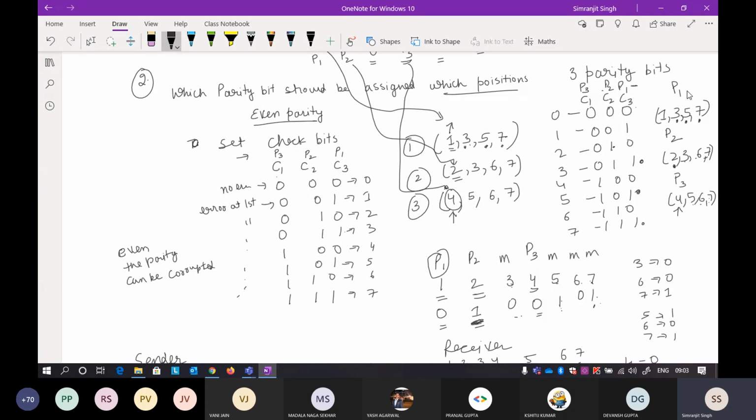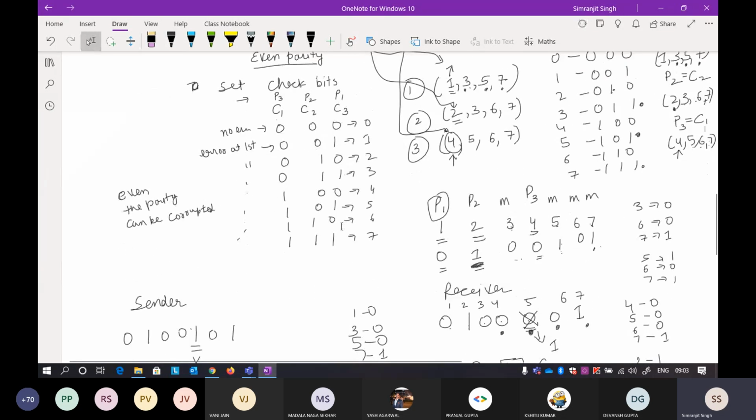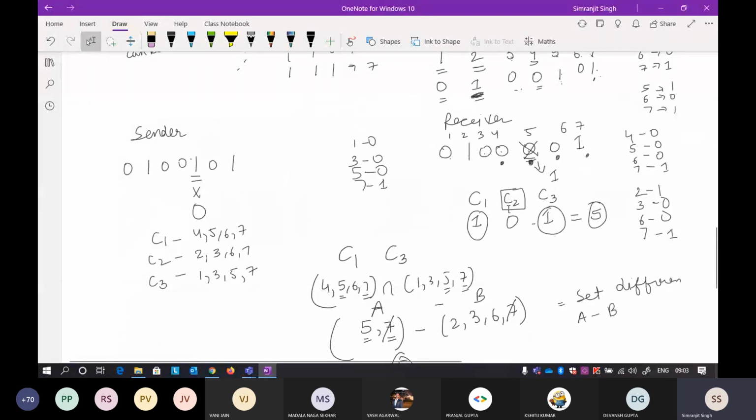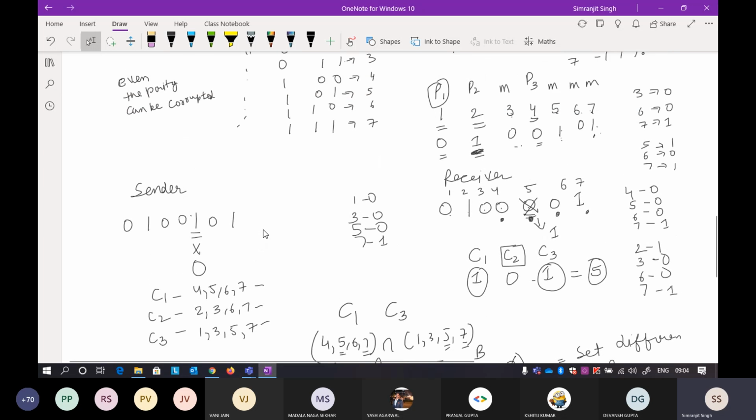Now when these parity bits are set, you have to look for the check bits. If you reverse these bits, this becomes the check bits. Parity bit 1 will be check bit 3, parity bit 2 will be check bit 2 and parity bit 3 will be check bit 1. When your message is delivered there, you just have to look at the check bits C1, C2, C3. At C1, you look at positions 4, 5, 6 and 7 and set the parity. Easy.